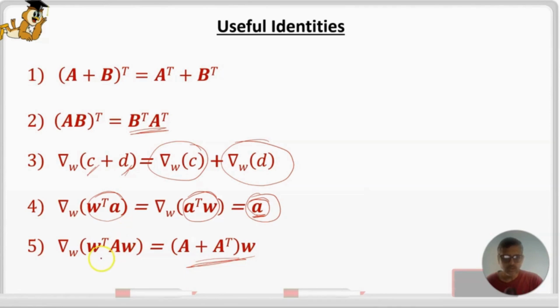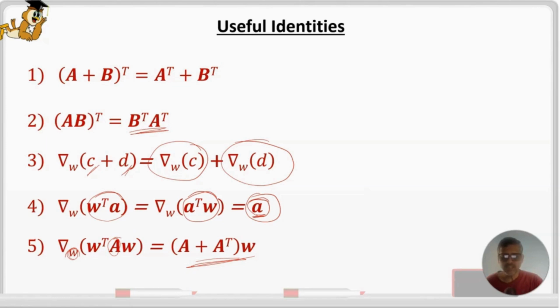Okay, so look at it for a second. W is a vector. W is a vector of the variables with respect to which we are going to find the gradient. A is a matrix. In particular, it's a square matrix.